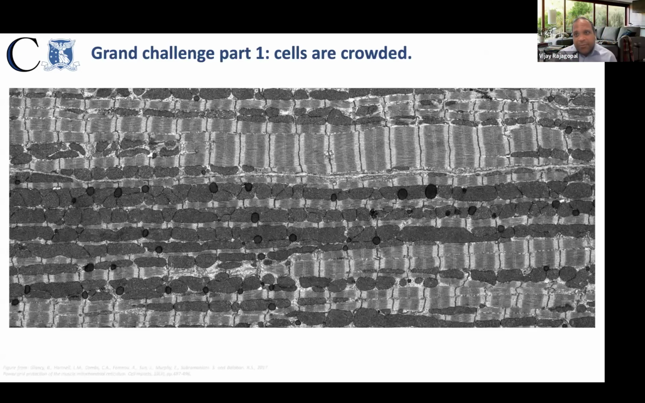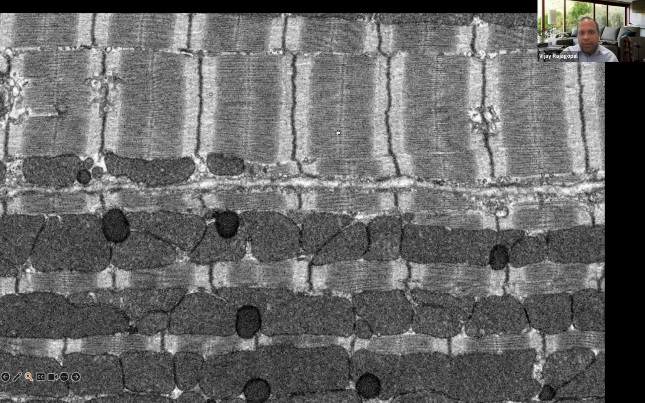First is that the cell is a crowded space. Here is a 2D image from an electron microscope imaging system. What you're seeing is a crowded organization of these striped patterns called myofibrils. They're the proteins that contract every heartbeat. And then these lozenges, I call them dark gray lozenges, they're mitochondria. They produce the energy for every heartbeat.